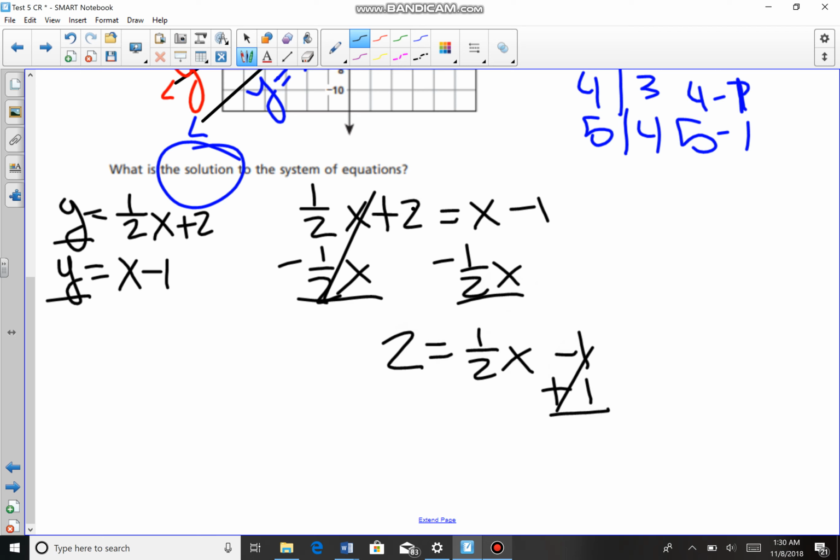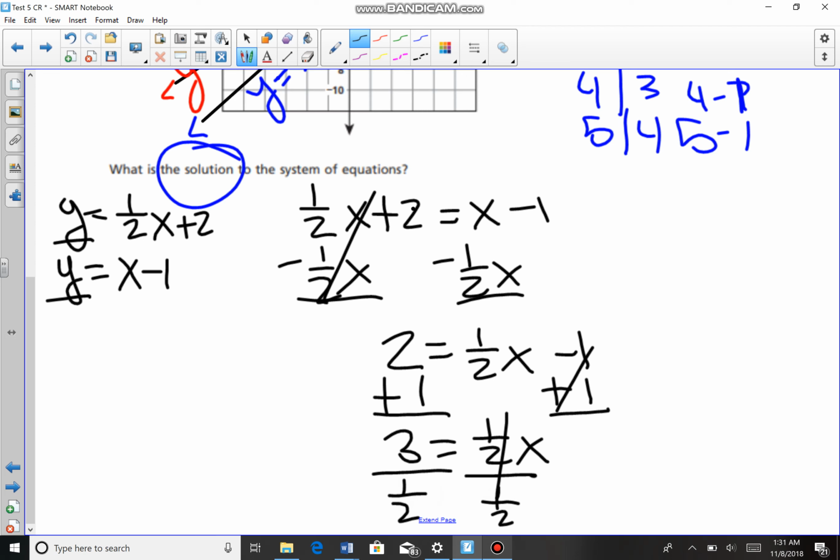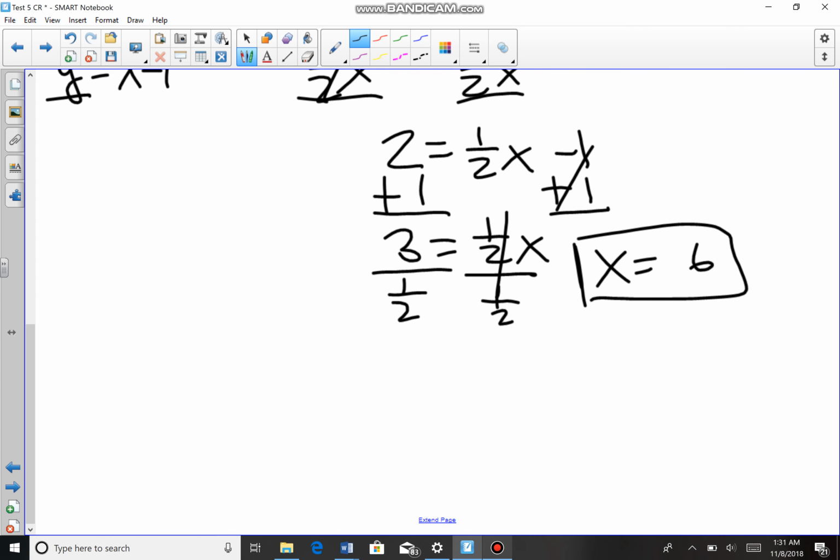I'm going to add 1 to both sides because I'm trying to isolate x. I'm left with 3 and 1/2 x. Divide by 1/2 on both sides. So x equals 6.